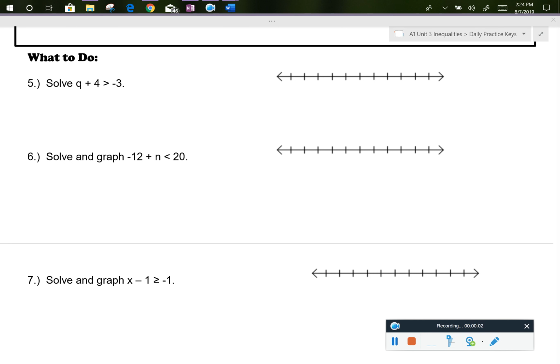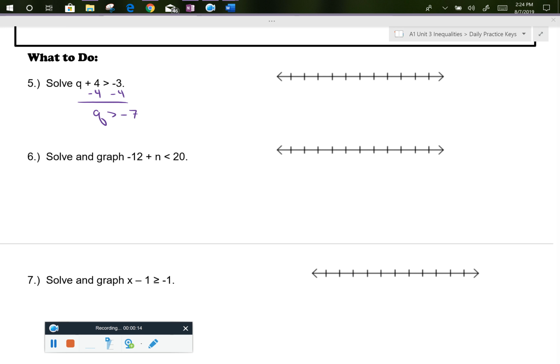To solve for q, subtract 4 from each side. So q is greater than -7 is the solution. When we graph, we want the most important information at the center of the graph. So I'm going to start by putting the -7 here. And then I need to include at least one other number for reference. It doesn't matter what that other number is, so we might choose something like -10, for example.